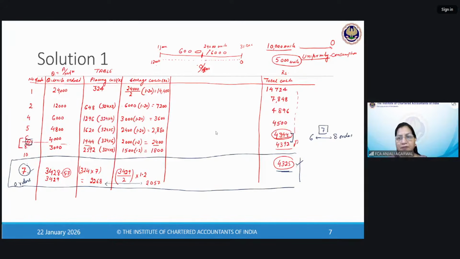Maithili, you can type in the chat window. Unable to speak. What is the query?